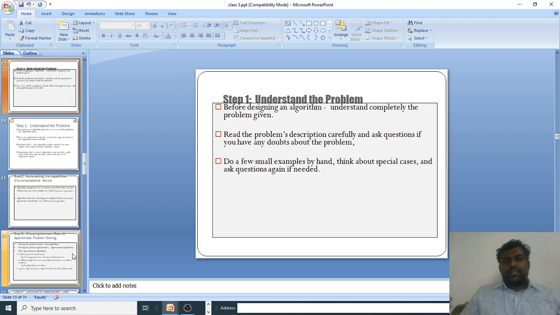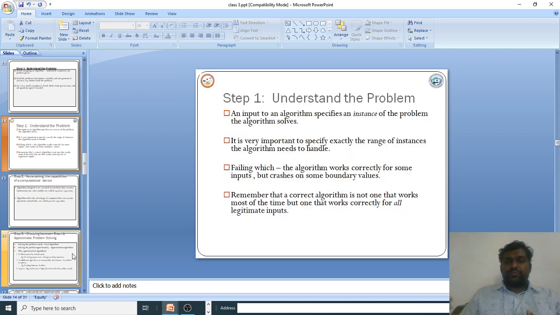Next, understand the problem. The problem should be given precisely, and you should be told what to do. What is the problem? First is understanding the problem. What should be the input? What is the range of input that the algorithm will handle? And failing which, what happens?